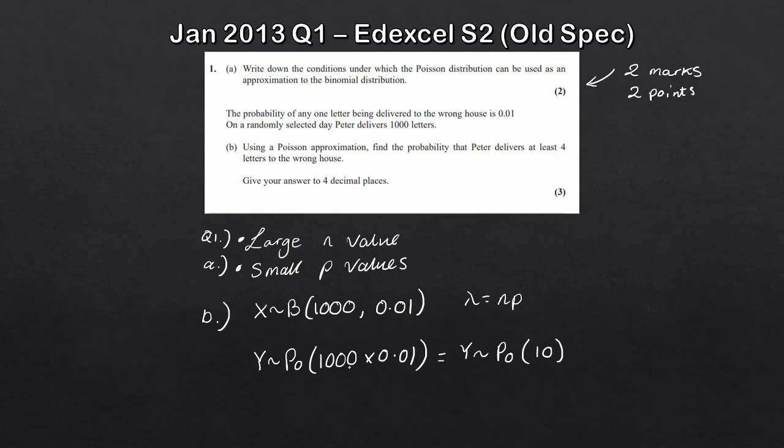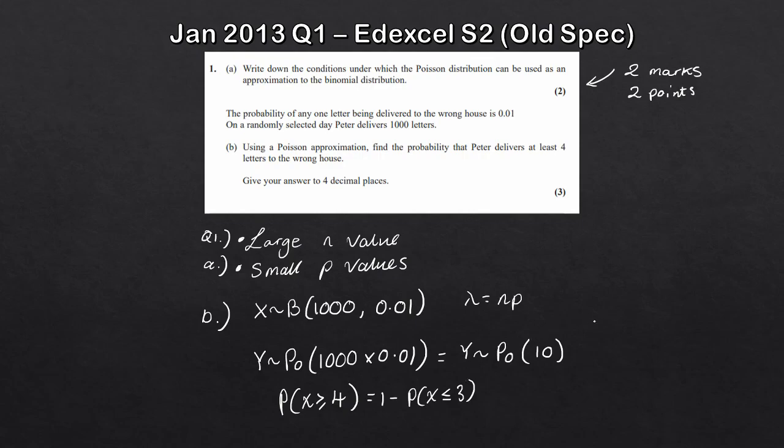Okay. Now we're looking for the probability that Peter delivers at least 4 letters to the wrong case. So at least, again, just like we said with the last one, that means greater than or equal to. So we're looking for the probability that x is greater than or equal to 4. And if you ever get greater than or equal, like I said, we're always looking to subtract the lower off, just so we can get that upper value. So 1 minus the probability that x is less than or equal to 3.